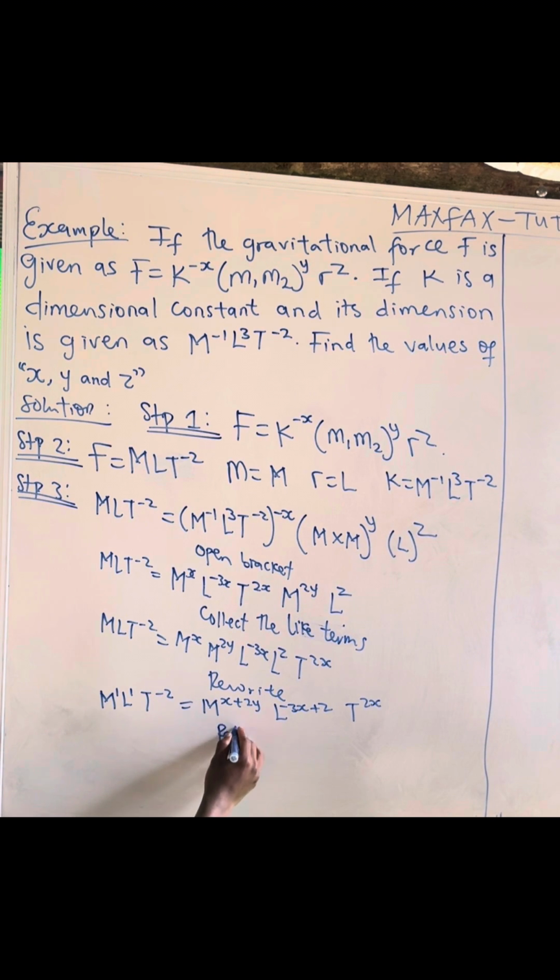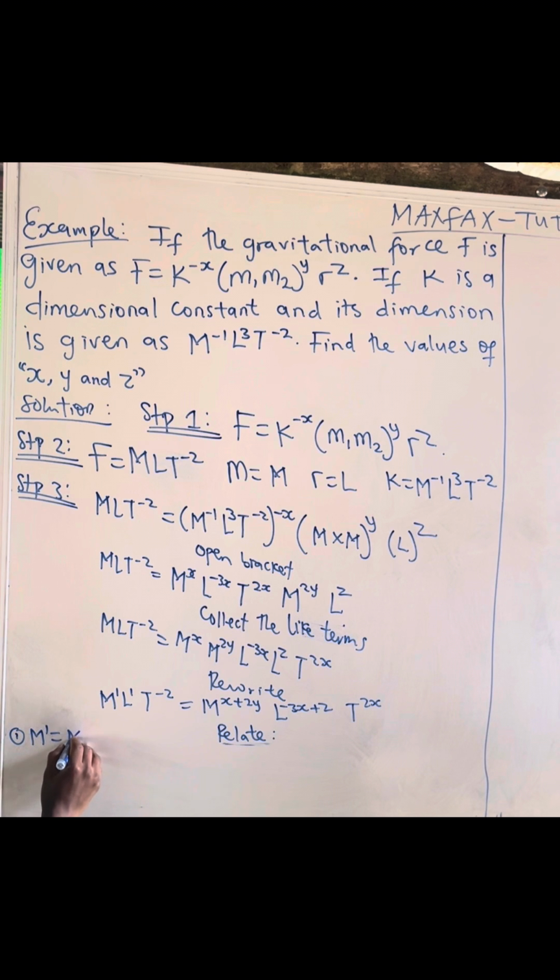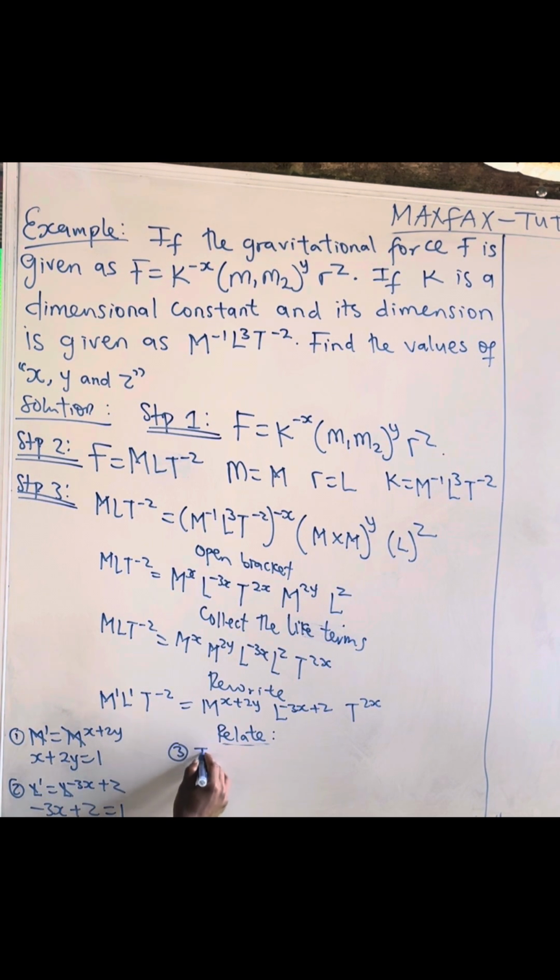Then the next thing we are going to do is relate. While relating, the first one: M raised to power 1 equals M raised to power X plus 2Y. M cancels M, then X plus 2Y equals 1. The next one: L raised to power 1 equals L raised to power minus 3X plus Z. L cancels L, then minus 3X plus Z equals 1. The next one: T raised to power minus 2 equals T raised to power 2X. T cancels T, minus 2 equals 2X, then X equals minus 1.